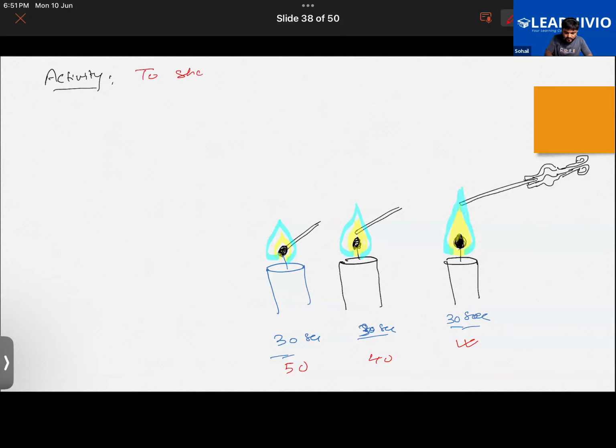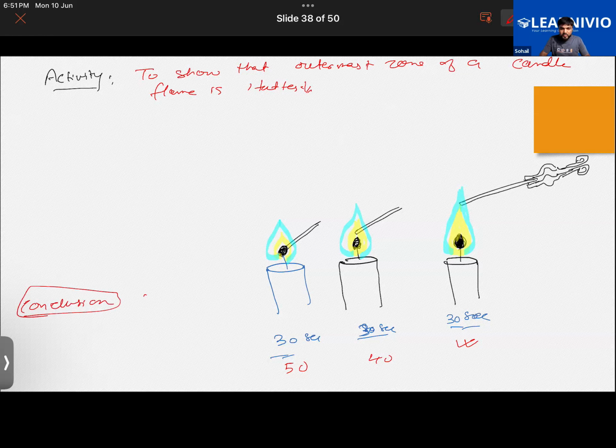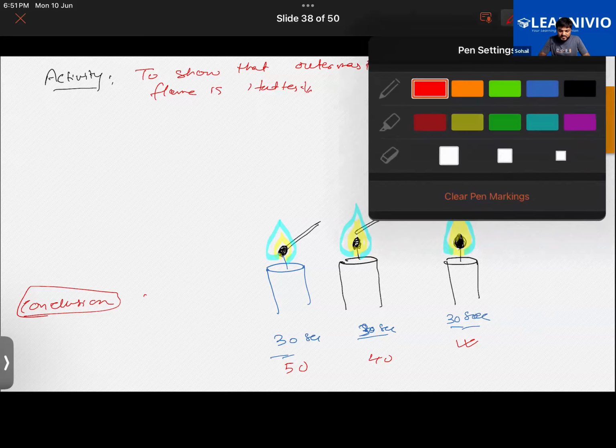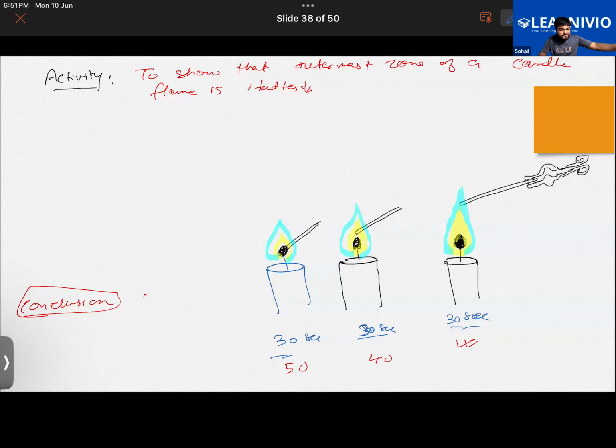To show that the outermost zone of a candle flame is hottest. That is the conclusion. Hope all of you have understood it. If anyone has any doubt in it, please do let me know.